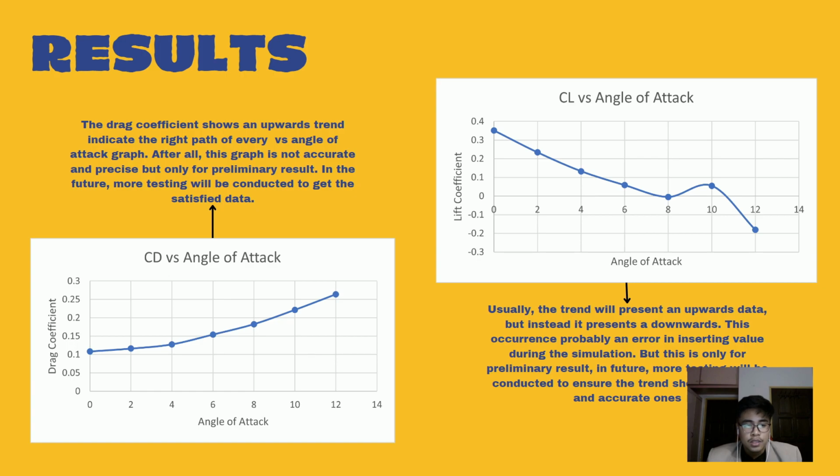The first one is the drag coefficient versus the angle of attack. The drag coefficient should show an upward trend, which indicates the right path for every coefficient of drag versus angle of attack graph. After all, this graph is not accurate and precise, but it is only for preliminary results. In the future, more testing will be conducted to get satisfactory data.